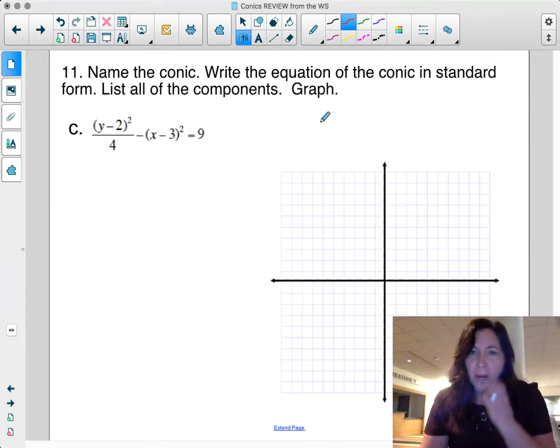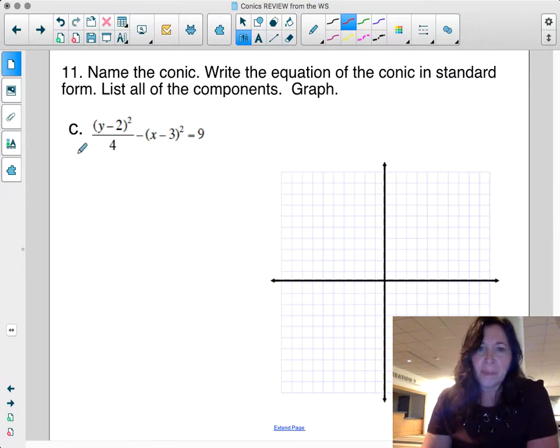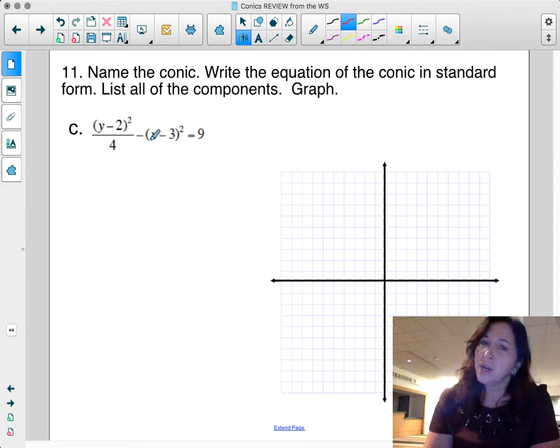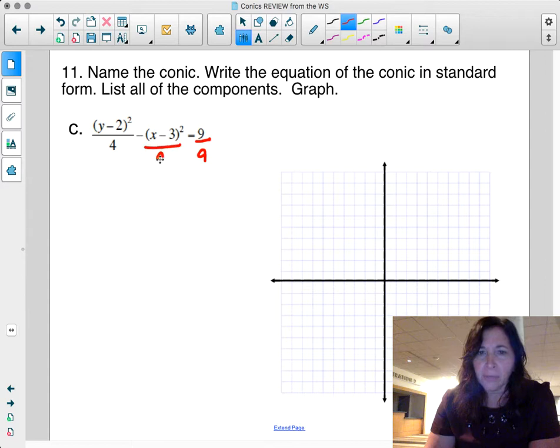conic. Write the equation of the conic in standard form. List all the components. What this looks like to me right now is a hyperbola because it has y squared and it has x squared. In addition, it has a minus sign. So that's telling me they've already completed the square for this problem, but it's not in standard form because of this 9 here. So we do need to divide through by 9 on all of the parts.